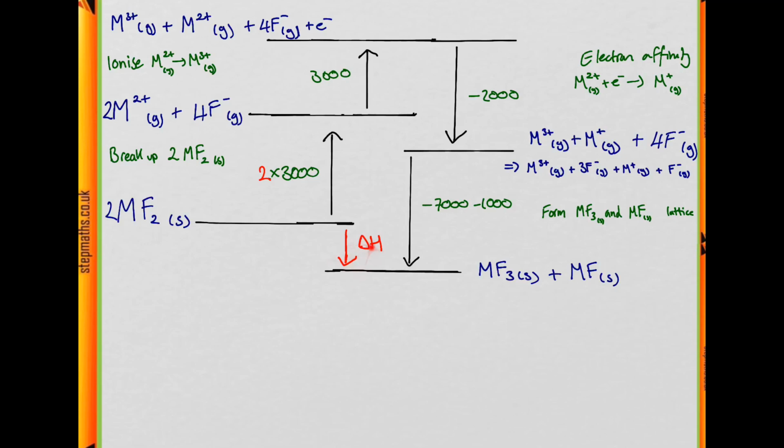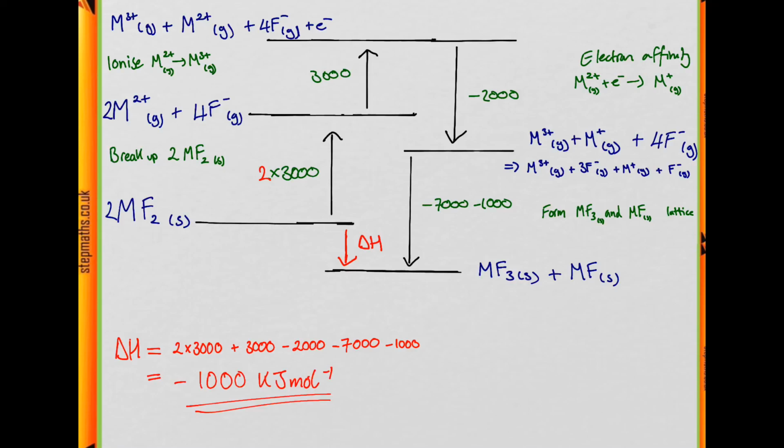So to find the delta H, we simply go around the cycle. So delta H is 2 times 3,000 plus 3,000 minus 2,000 minus 7,000 minus 1,000. And this gives you delta H equals minus 1,000 kilojoules per mole.